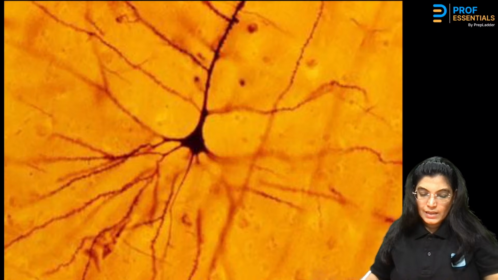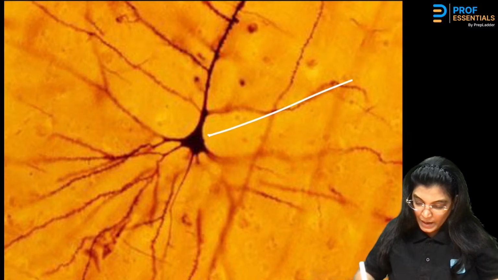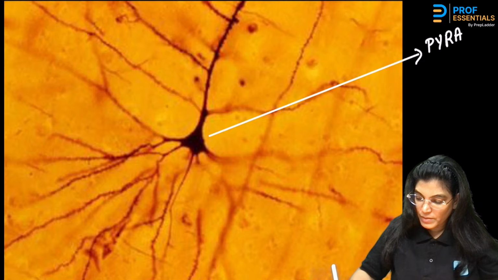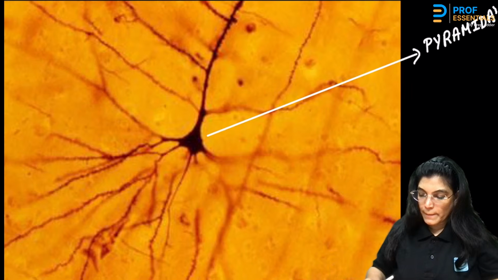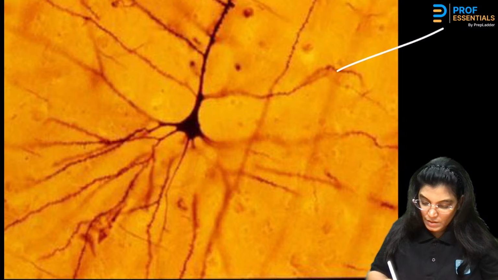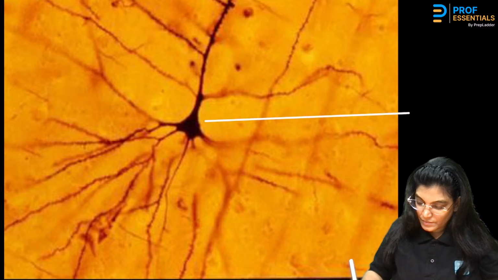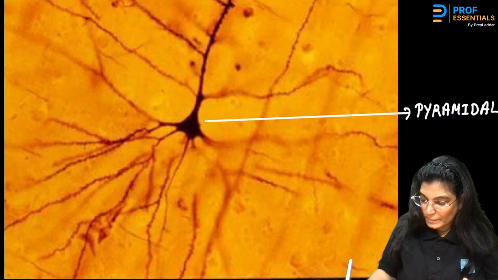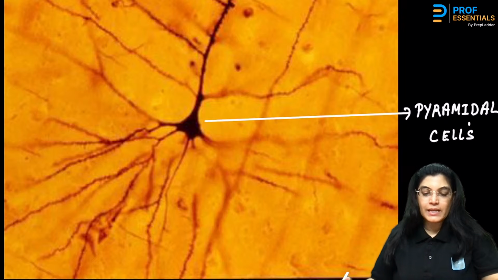Now the next cells you are seeing are the pyramidal cells. This is pyramidal cells. So I will write below. Just a minute. And you already know pyramidal cells are present in the cerebral cortex.